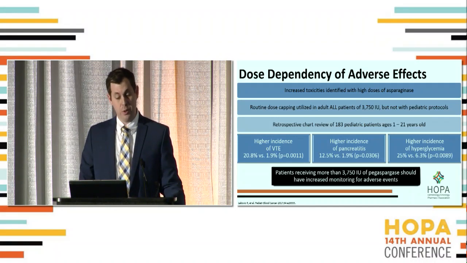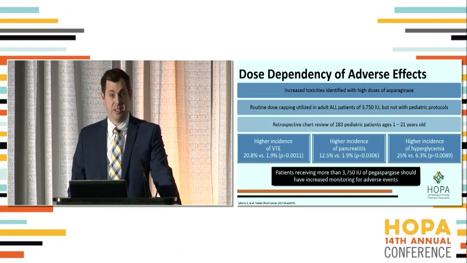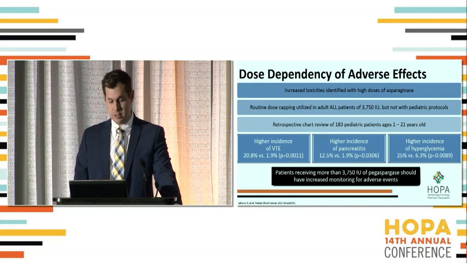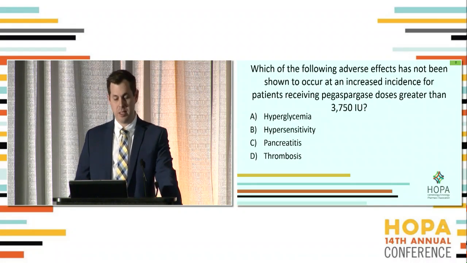So this really just shows that patients receiving more than 3750 international units of peg asparaginase should have increased monitoring for adverse effects, and that we really need to look at whether we should be dose capping, especially on the pediatric side. And this is maybe another role for VTE prophylaxis and another argument for that, especially for our bigger doses. So with that, we'll have our next audience response question.